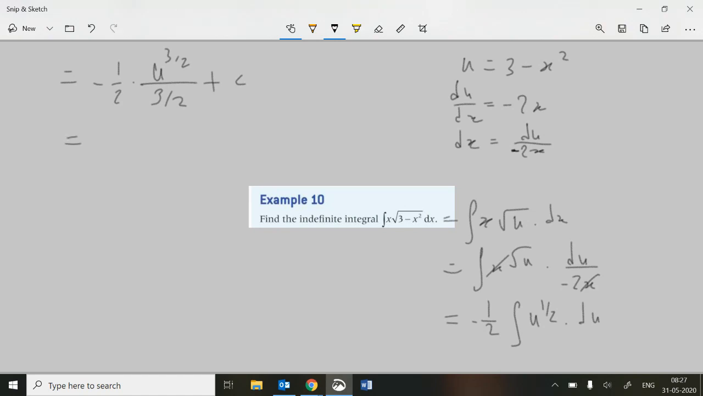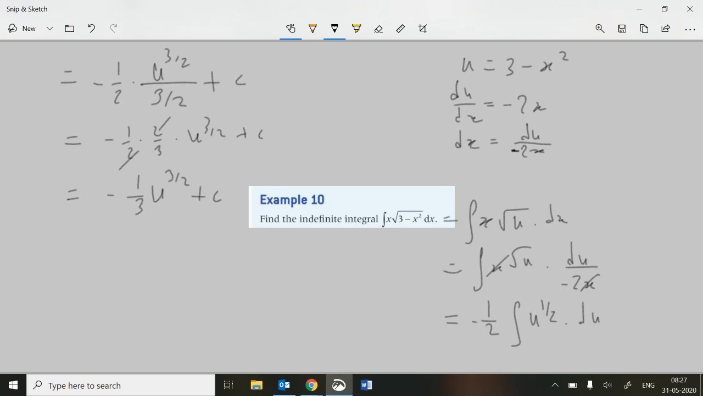Okay, it depends on how you want to deal with this one. Dividing by 3 over 2 is the same as timesing by 2/3. So maybe let's take another step on this one. We've just got that plus c on the end. And you can see that the 2 is going to cancel. And you're left there with minus a third u to the power of 3 over 2 plus c.